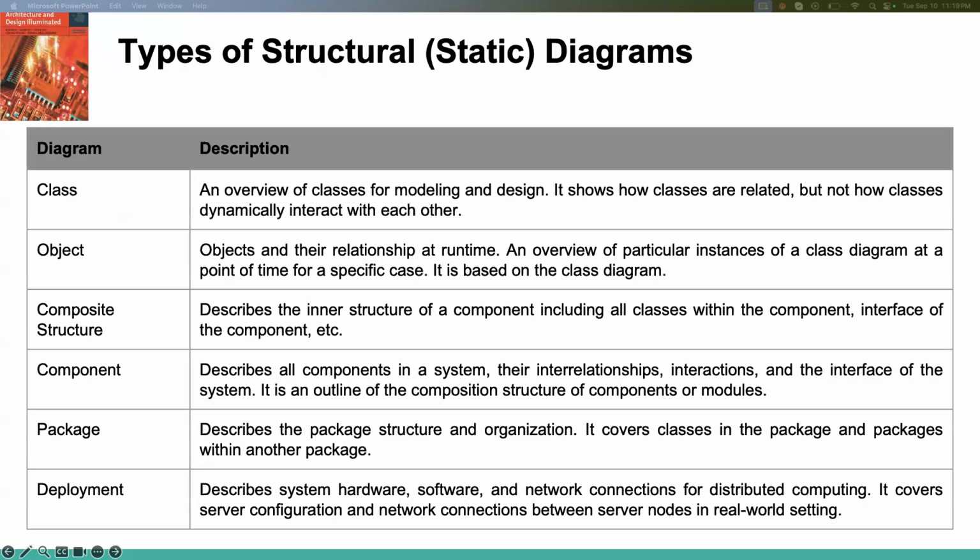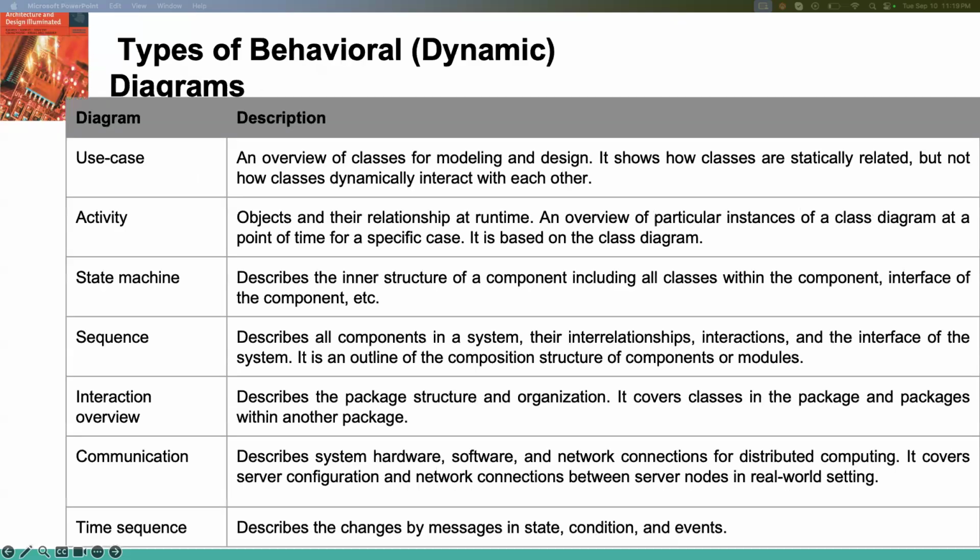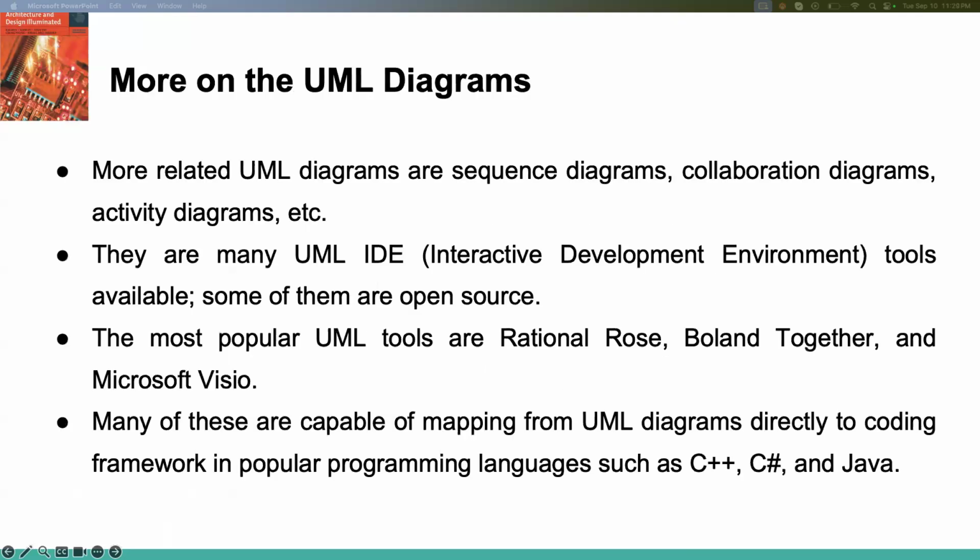So these are some static structural diagrams like class, object, composite structure, component, package, and deployment diagrams. We also have dynamic diagrams like use case diagram, activity diagram, state machine diagram, sequence diagram, interaction overview, communication, and time sequence. We will look into these diagrams in detail in our next videos or next slides.